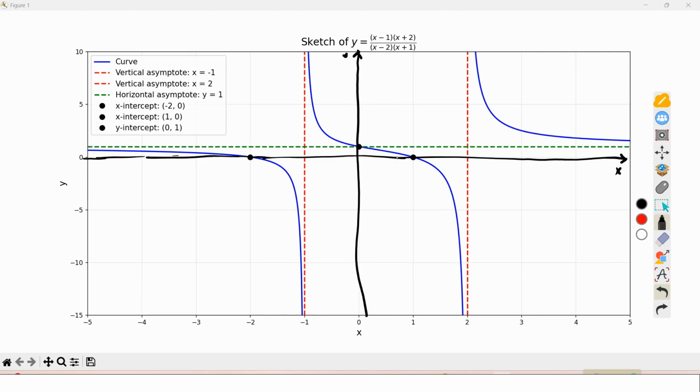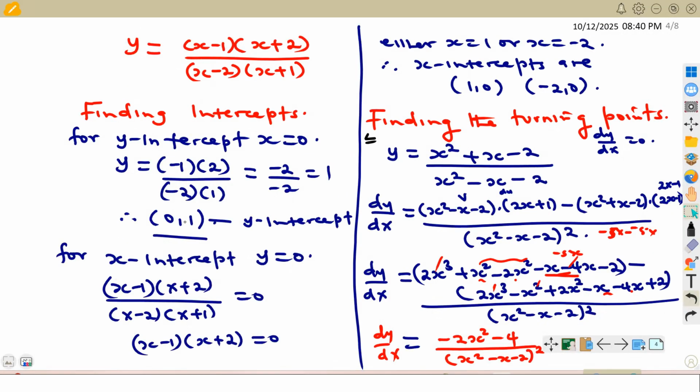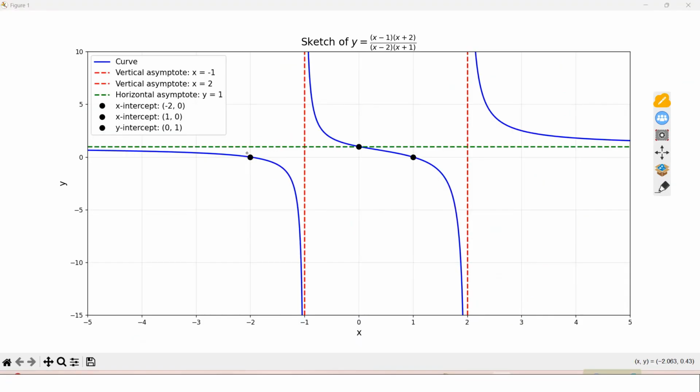Now we need to put the intercepts. So when we look at the intercepts, we have 0, 1, that was the y-intercept. So we are putting that 0, 1. This is a point where we have 0, 0. So this is our 0, 0. So 0, 1 will be this. This is our 0, 1. Next, you have this point here, that is the point 1, 0. So this is the x-intercept 1, 0.